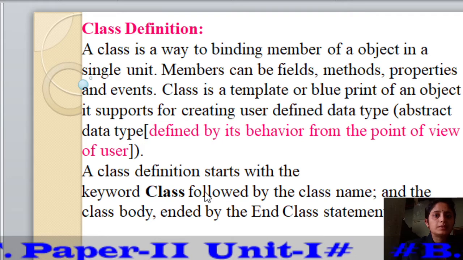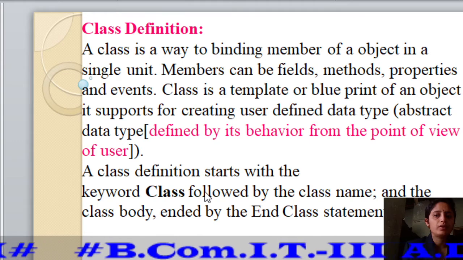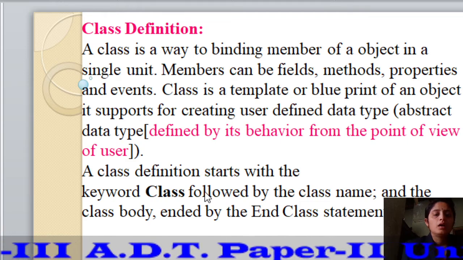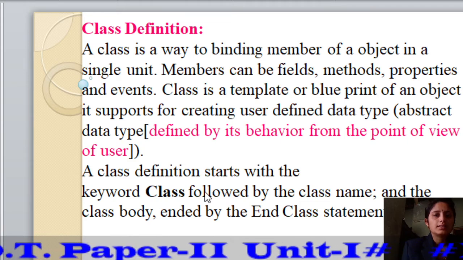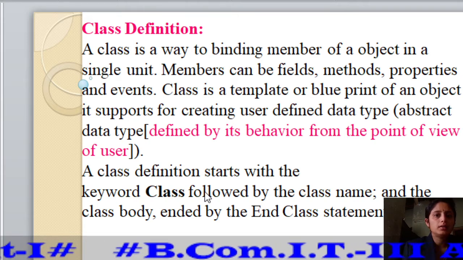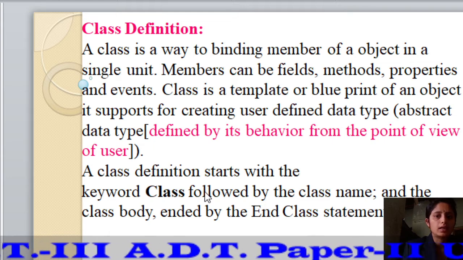What is an abstract data type? An abstract data type is defined by its behavior from the point of view of the user. A class definition starts with the keyword class, followed by the class name and the class body, and ended with end class.